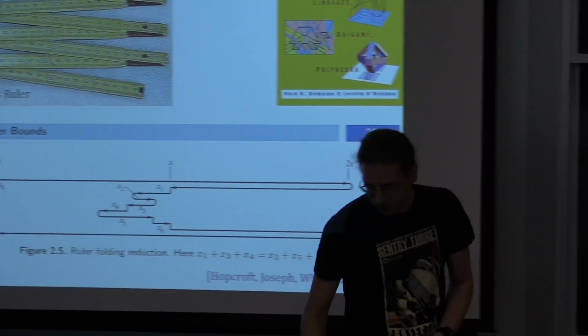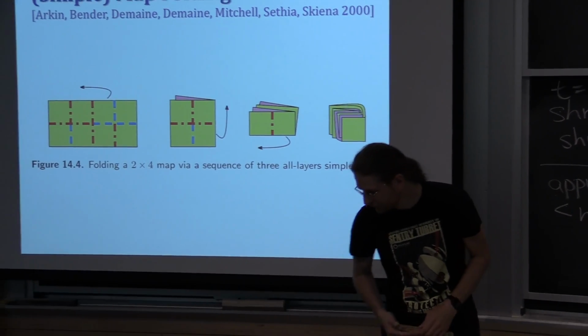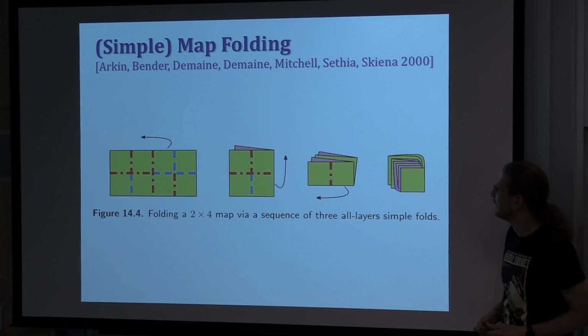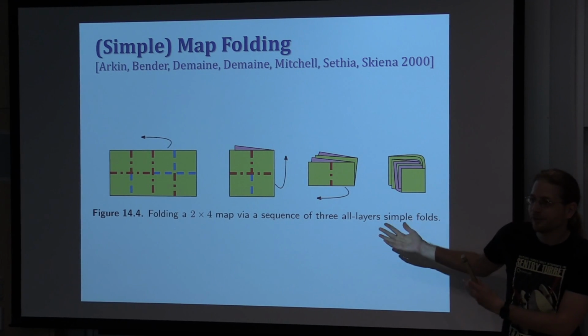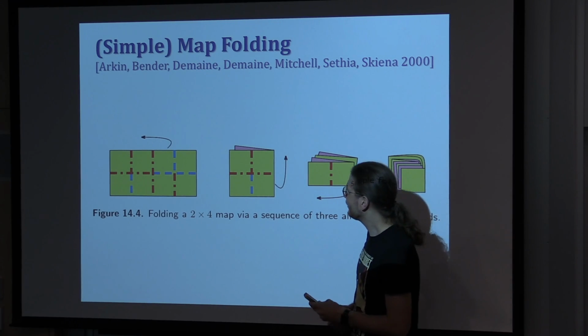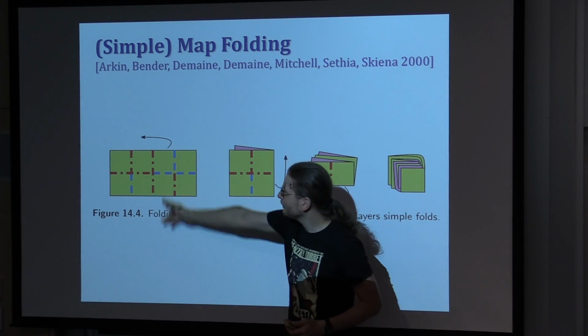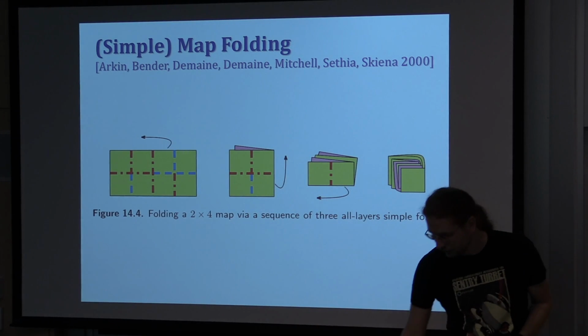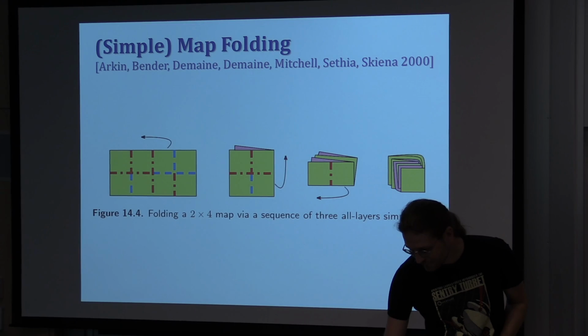Cool. 20 seconds. One more proof. So here's another problem, map folding. You've probably done this before. Easiest way to refold a road map is differently. But generally what we're interested in here is just very simple folds. Fold along one line, then fold along another line, and so on. Okay? So this is NP-hard.